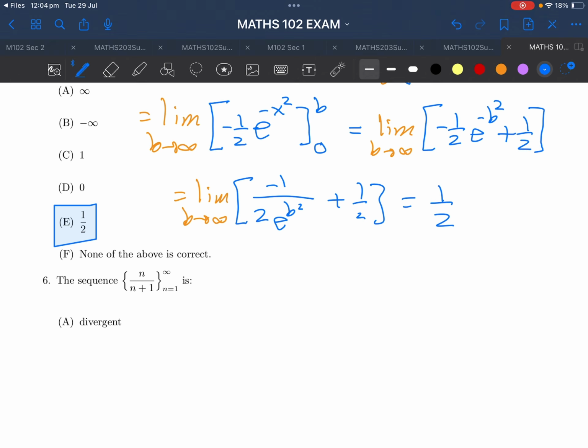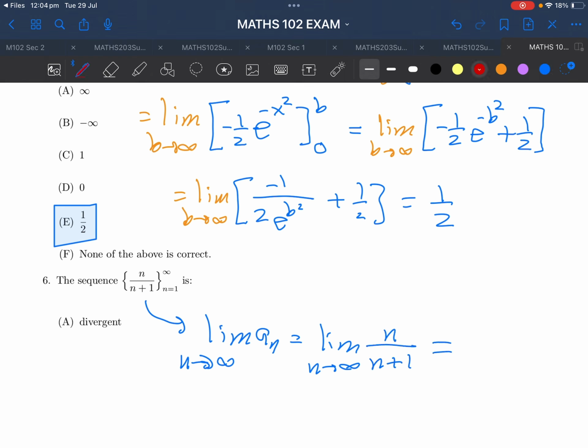For question number 6, this sequence is given. It's a sequence. Whether it's divergent or convergent, we need to find the limit of a n. So what's a n? It is n over n plus 1. Now you can use L'Hopital. And for L'Hopital, this is just 1 over 1, and the answer is 1. So that's what we get here.